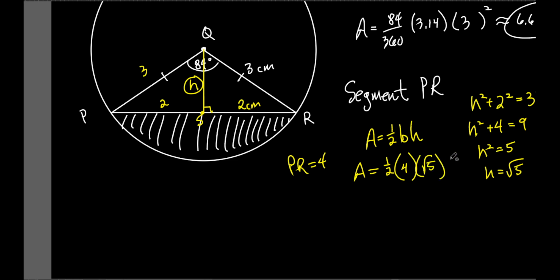We got a calculator. We could put it in. If you want to make this a little easier, let's go 1/2 of 4. What's 1/2 of 4? 2. So it's basically 2 square root of 5, the area, isn't it? That's the triangle. But what are we trying to find? We're trying to find this whole entire segment.